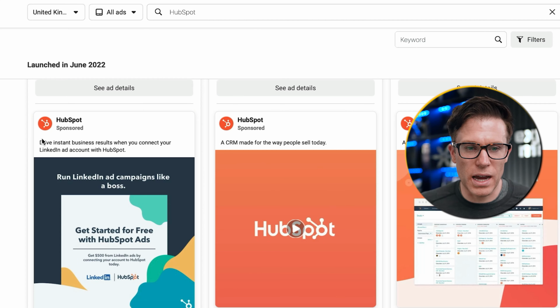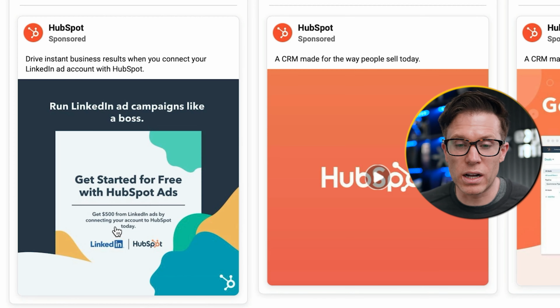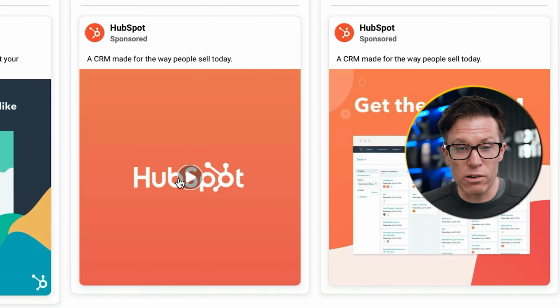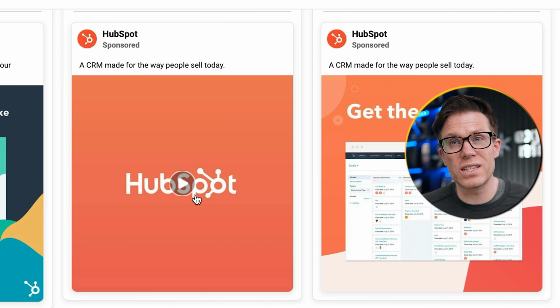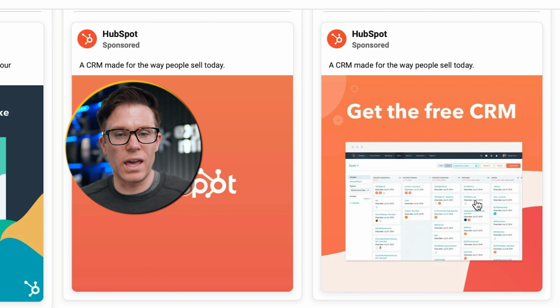Well, we can see that some of the ad creative is things like specific features, link it up with your LinkedIn account, and that's for running ads. So this might be people who've been running LinkedIn ads, or maybe have expressed some interest in running LinkedIn ads elsewhere. We've got general sort of CRM type ads, but interestingly, there's no call to action on this ad.